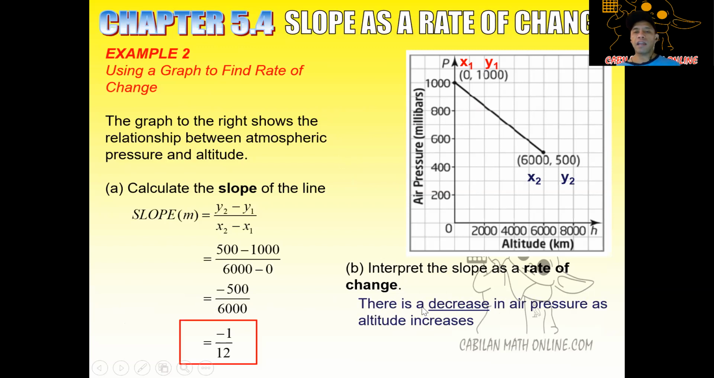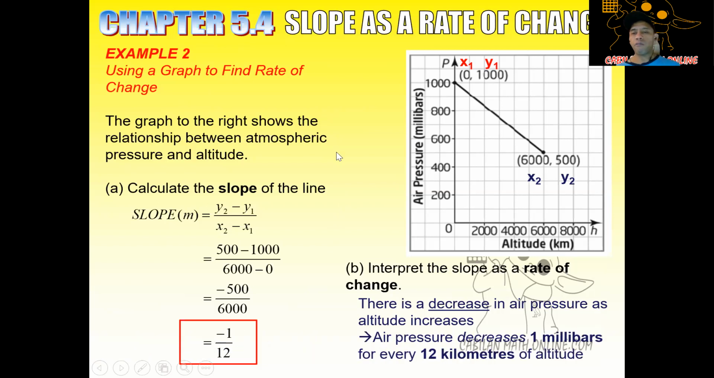So this is again connecting to independent and dependent variables and how one affects the other. In this case, if we were talking about the number itself, and this is again something you just need to wrap your head around at first, that means the air pressure will be decreasing 1 millibar for every 12 kilometers of altitude. So that's just a verbal explanation for this particular question.